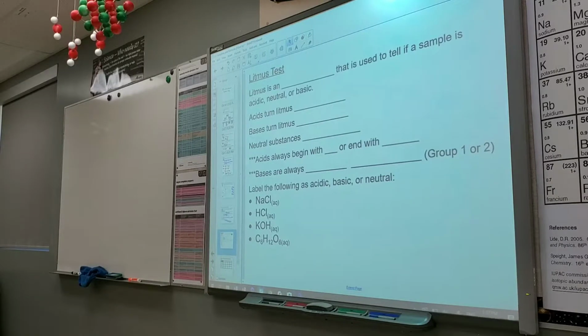This thing is a conductivity tester, and I'm going to prove to you, does water conduct electricity? No. Does pure water conduct electricity? No.